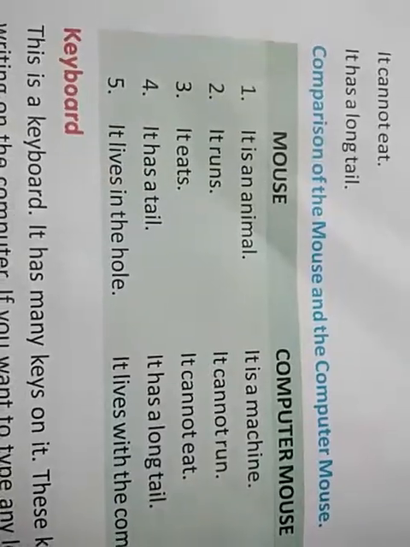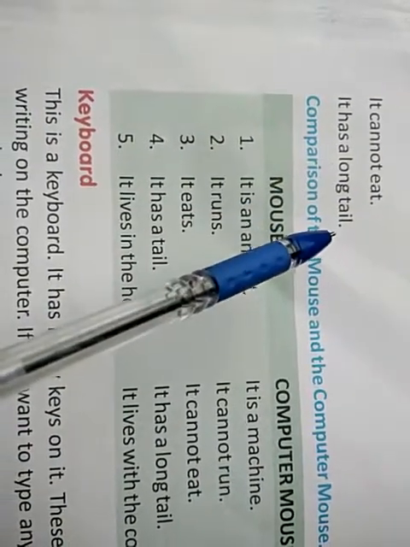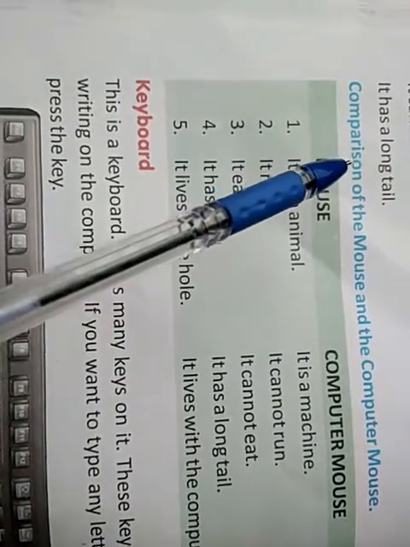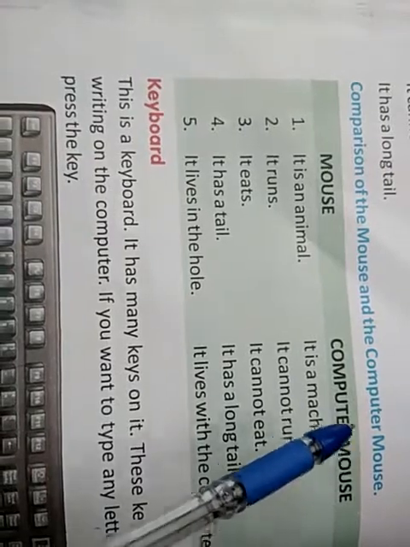It is a pointing device. It is used for selecting things on monitor. Nowadays we have wireless computer mouse. Also, it cannot run. It cannot eat. It has a long tail. Okay. Now comparison of the mouse and the computer mouse.